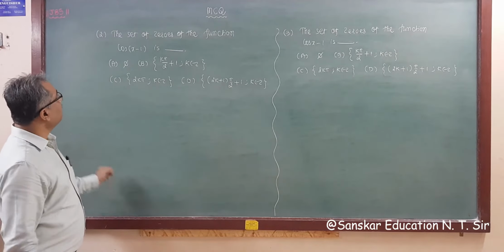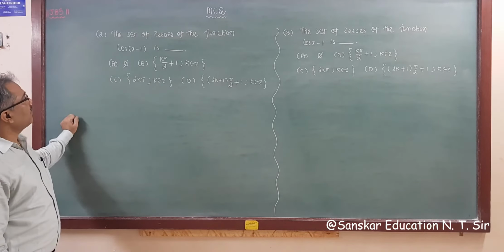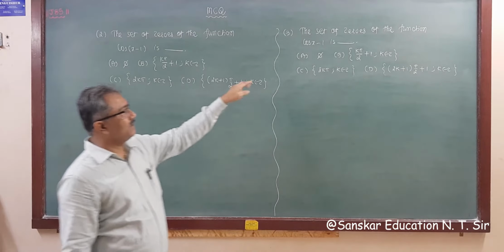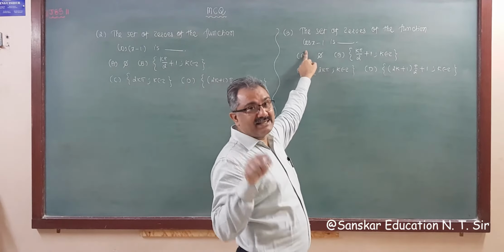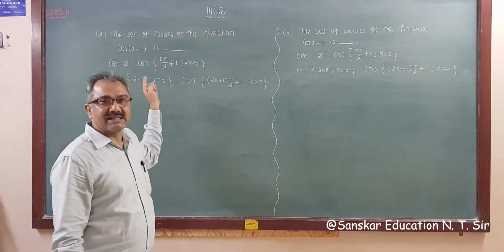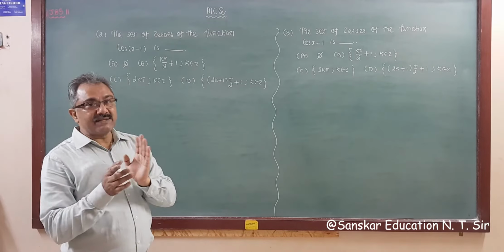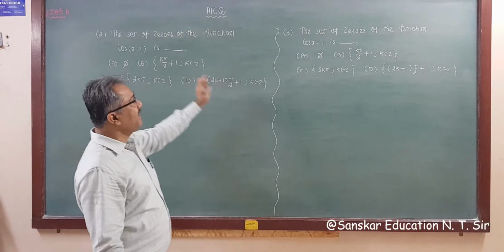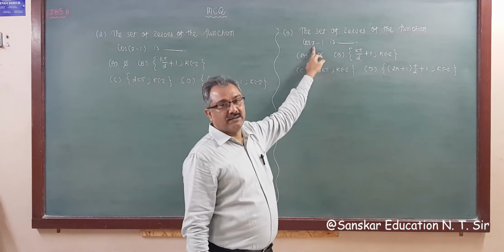So the second question: the set of zeros of the function cos x minus 1 is, and the same question is here, cos of (x minus 1). This is cos x minus 1 and this is cos of (x minus 1). So see the difference between these two. This is angle x minus 1 and here the angle is only x, right?